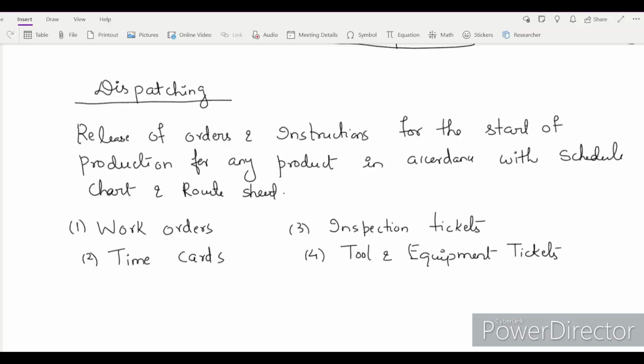So in this way, this concludes your first module, production planning and control. Now I will start your second module.